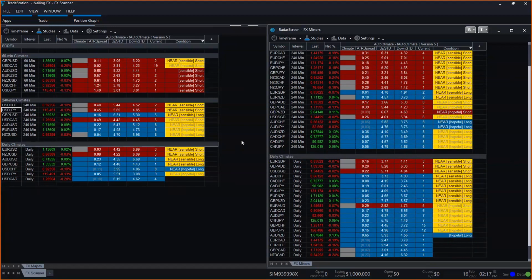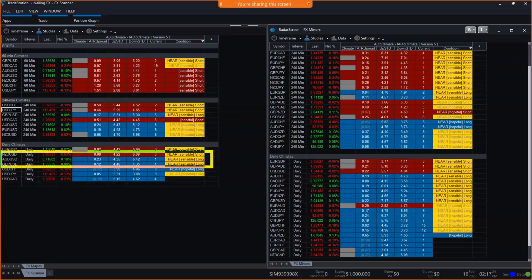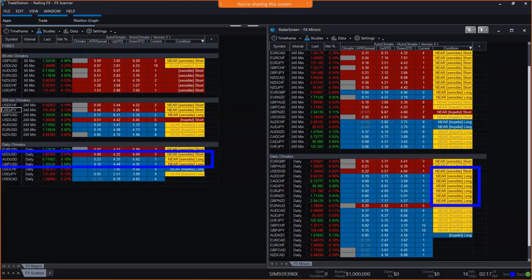So we're spending more time on these bigger time frames. So where we have daily climates, this is where we'll start. So our bigger time frame being on a daily chart. And we've got a few different opportunities to look at. We want to look at the ones that have these yellow boxes that say near sensible, long or short, doesn't matter. And then the secondary thing we look at is we want to make sure that we're looking at an opportunity that has either a red or a blue box, not a grey one. So for example, on this side of the chart, we have these three to look at. On this side of the chart, we have these 6 or 7 to look at.